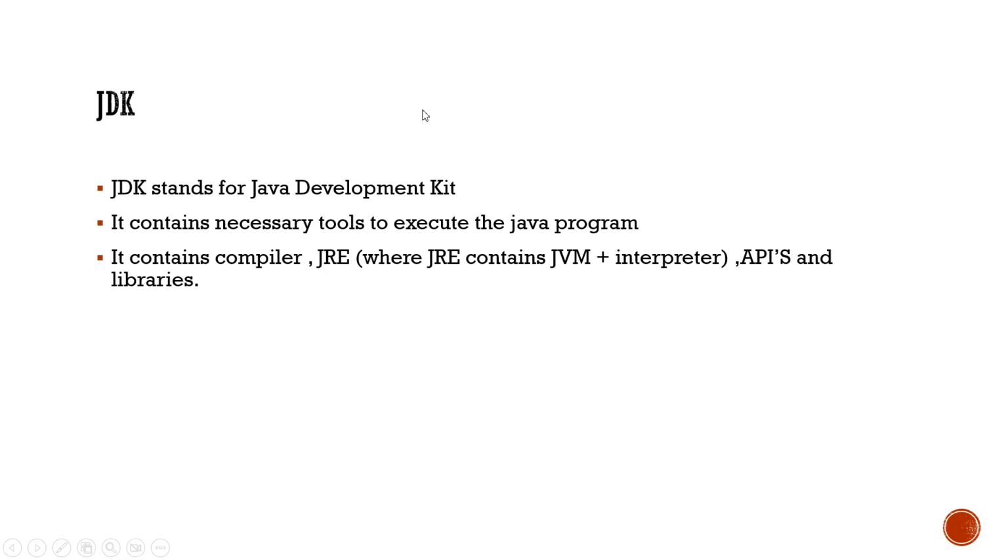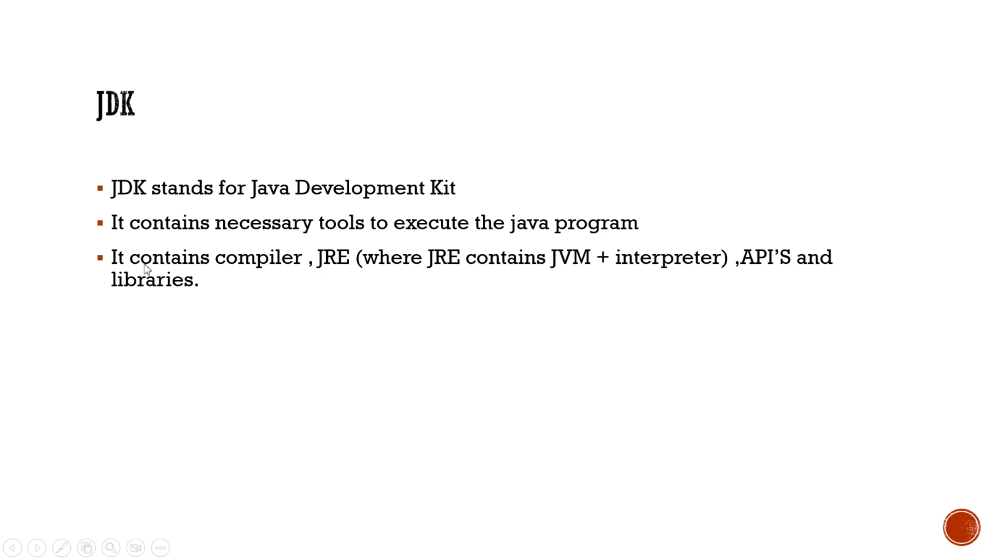Then let us know what is JDK. In Java interviews, the basic things the interviewers ask will be JDK, JRE and JVM. Let us understand that. So first, what is JDK? JDK stands for Java Development Kit. It contains the necessary tools to execute the Java program. So this is like a kit, and it contains all the tools to execute the Java program.